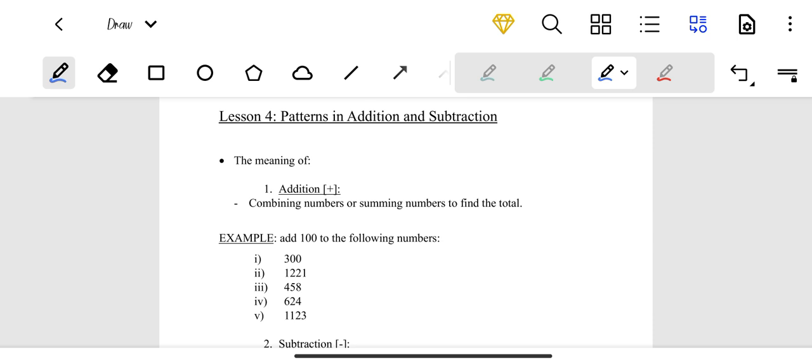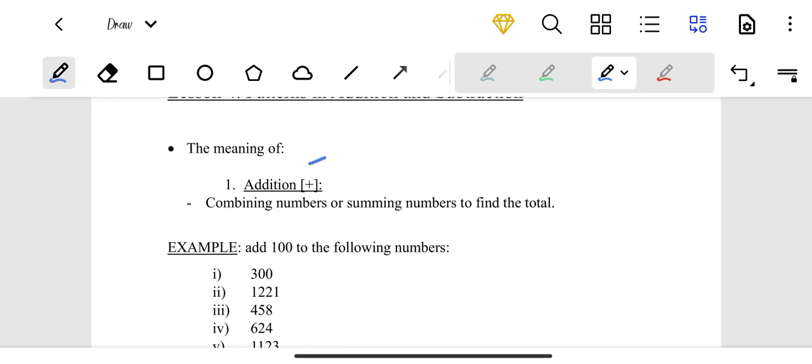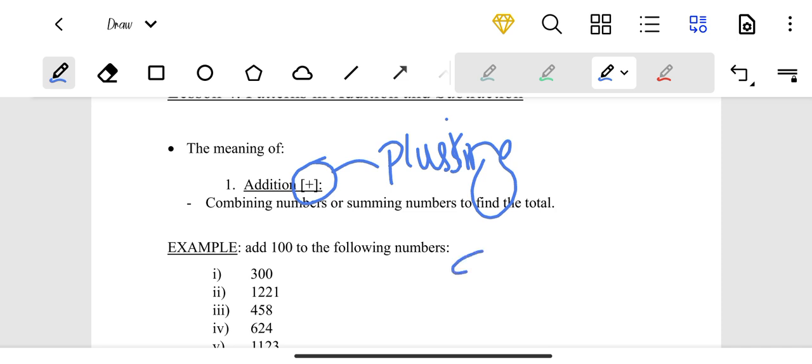So when we're dealing with addition, I made an example here of a plus sign. That plus sign means that we are plussing. What does plussing mean? Plussing is more of a combination of numbers so that they can give us a total number that is available.